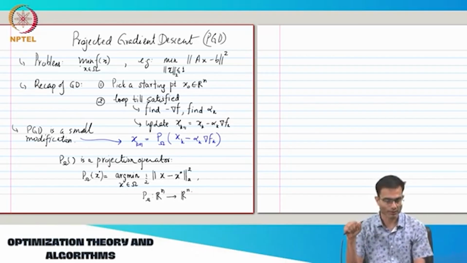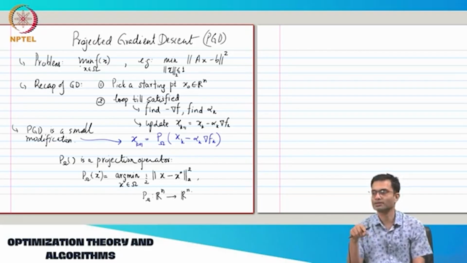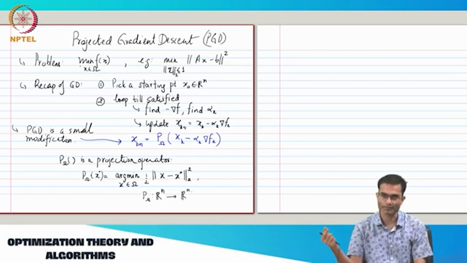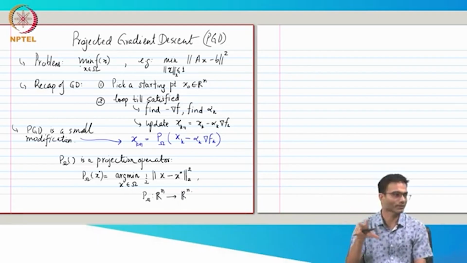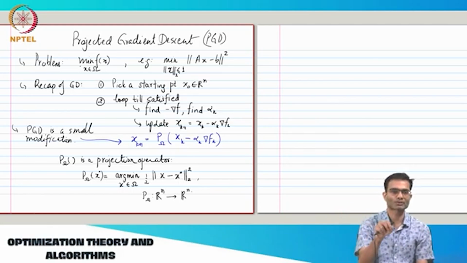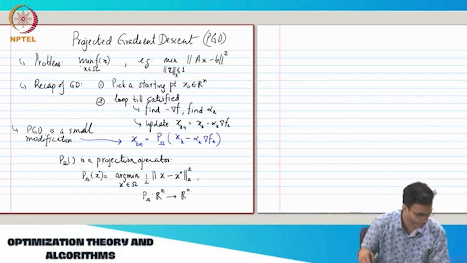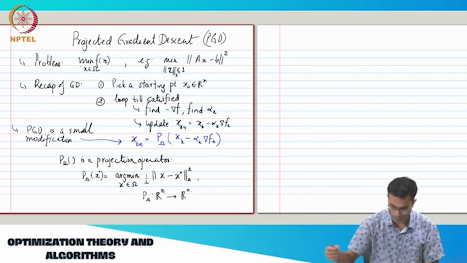operation. That's it, right? And the projection operation is itself an optimization problem. Given that there is some constraint set, feasible set, find me the point in the set which is closest to my target point. That's the projection operation. Okay. So we'll continue talking about it now.